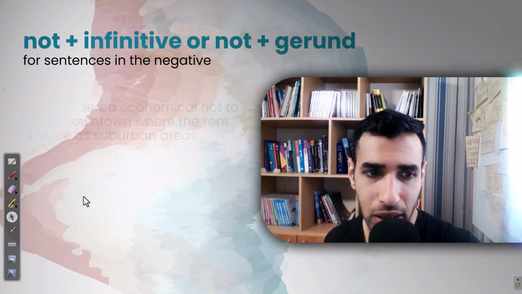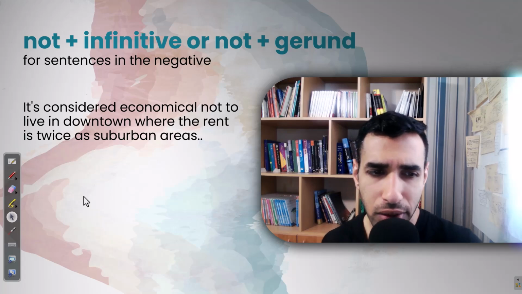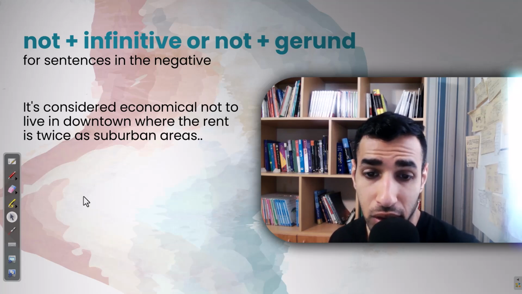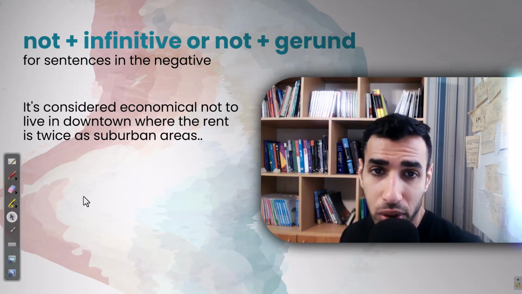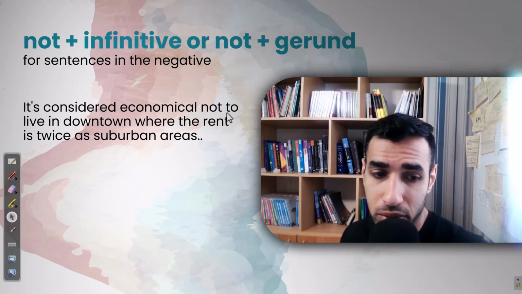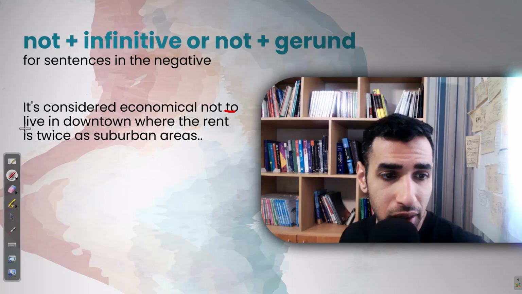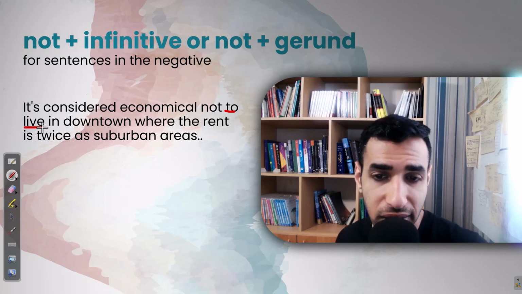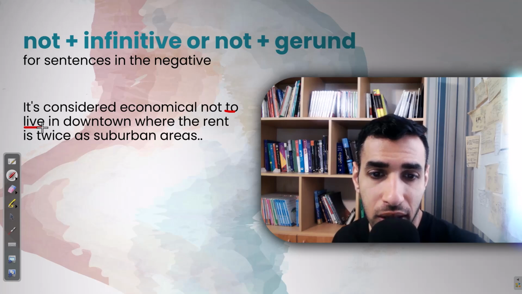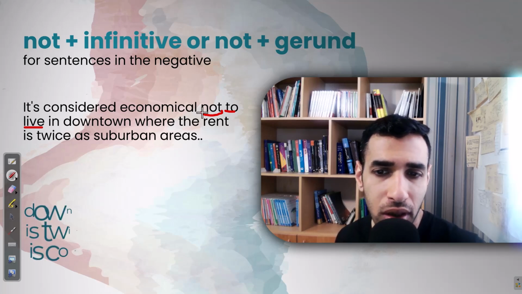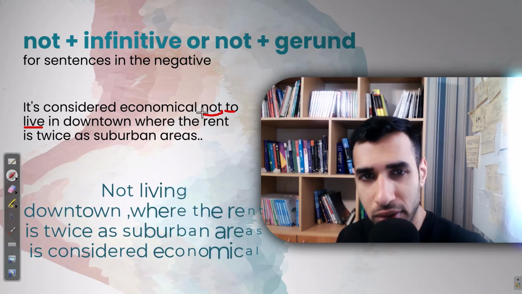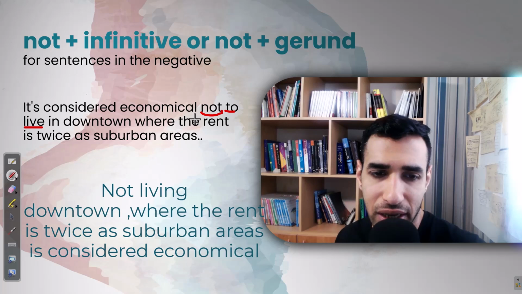Another example. It's considered economical not to live in downtown, where the rent is twice as much as in suburban areas. "To live" is our infinitive phrase, and "not" makes it negative. And the gerund form: not living in downtown is considered economical.